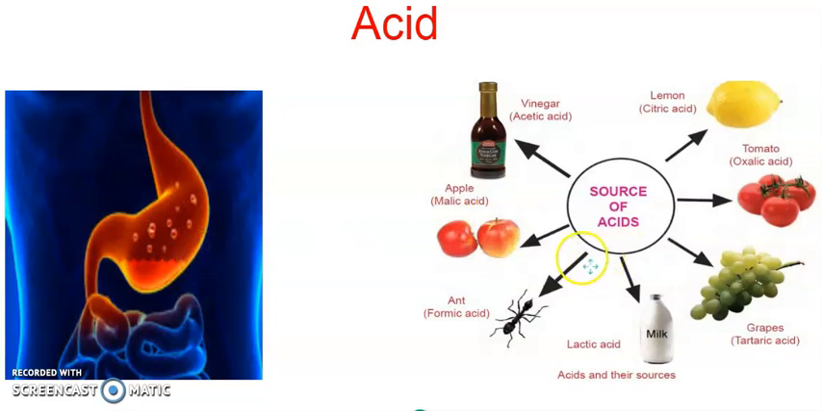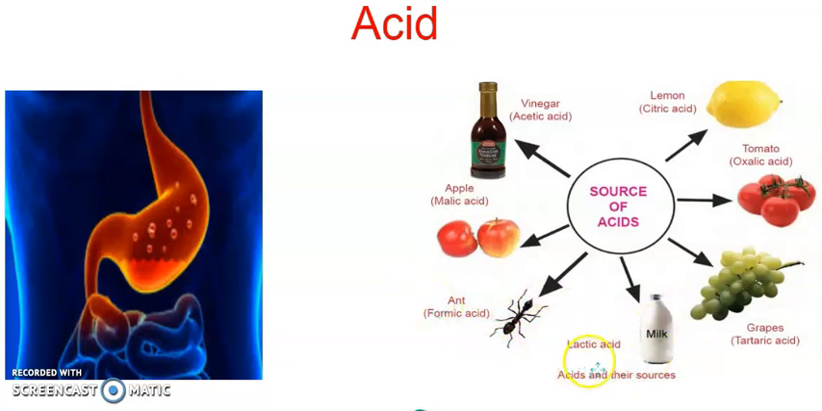Now, which are the other sources of acid? The vinegar, the apple, the ant. So, why is an ant a source of acid? You might have observed whenever an ant bites you, your body starts getting an allergy or the part gets swollen. That's because the ant injects formic acid into your body. So, the ant bite also contains acid.